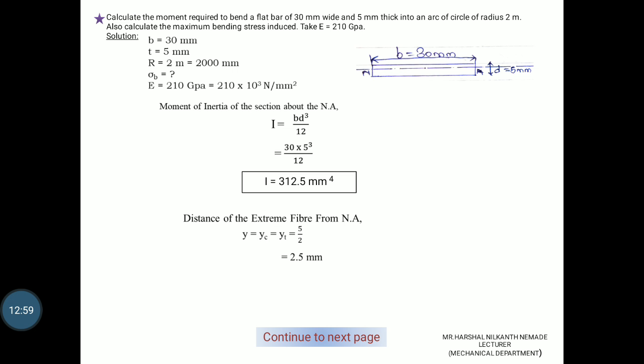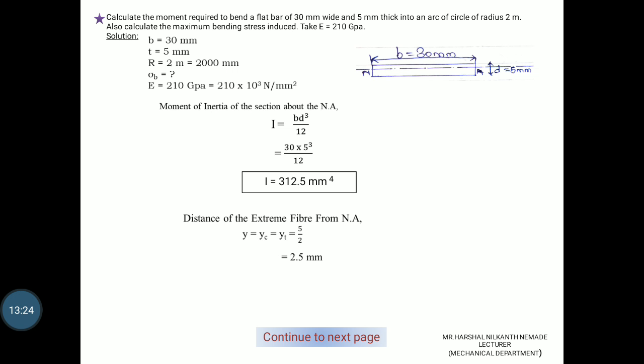Calculate the moment required to bend a flat bar of 30 mm wide and 5 mm thick into the arc of a circle of radius 2 meter. Also calculate the maximum bending stresses induced. Take E, capital E, equal to 210 GPa. Whatever data is given, I have written.